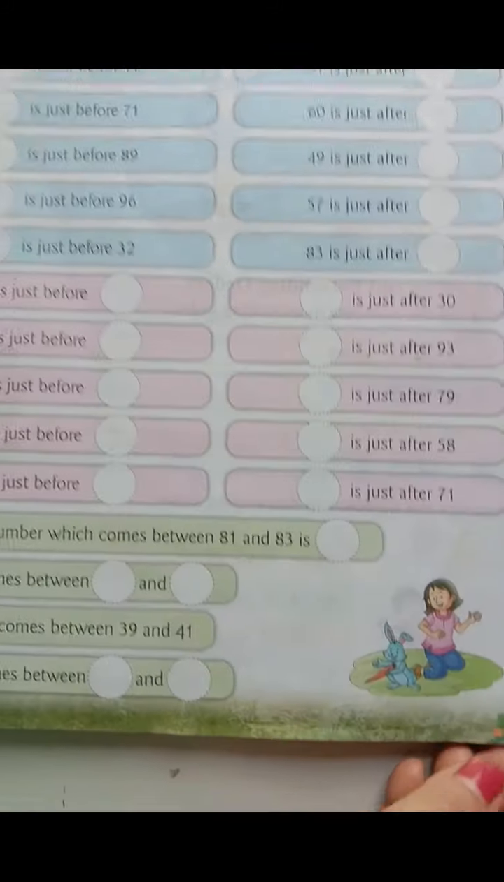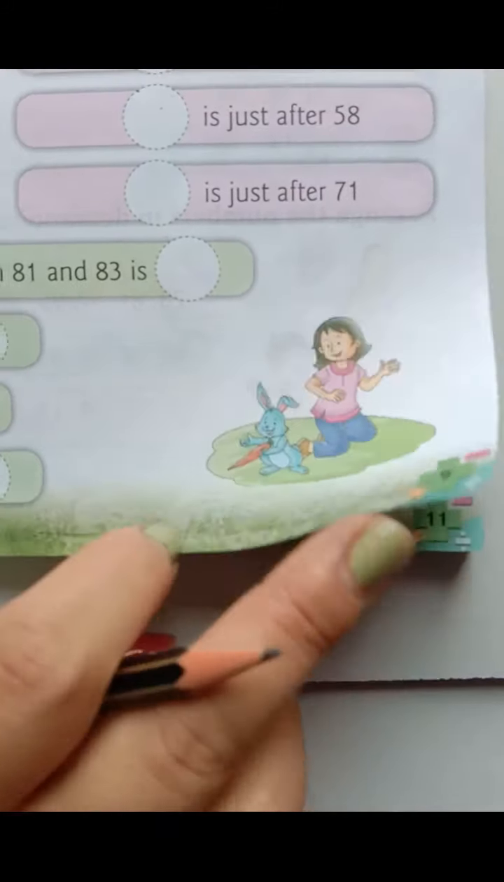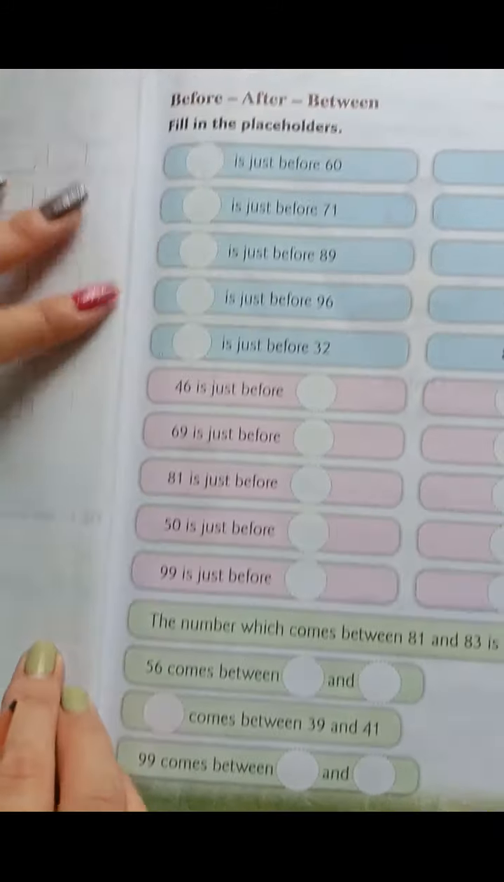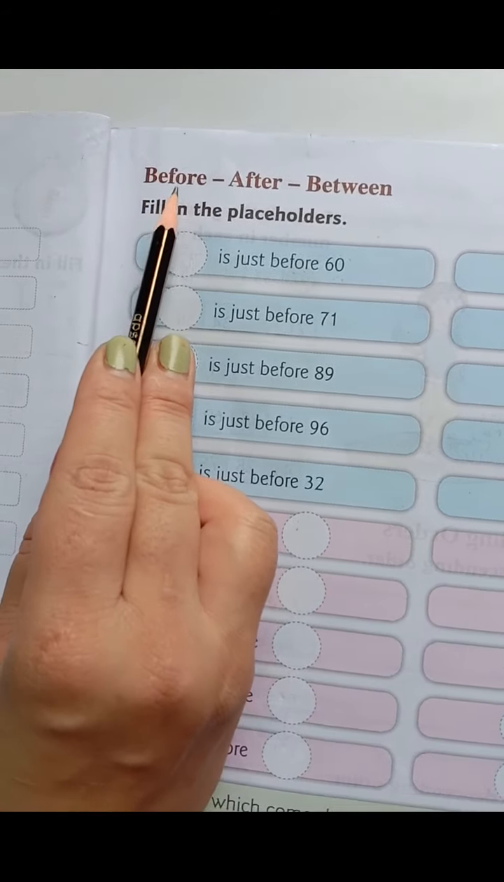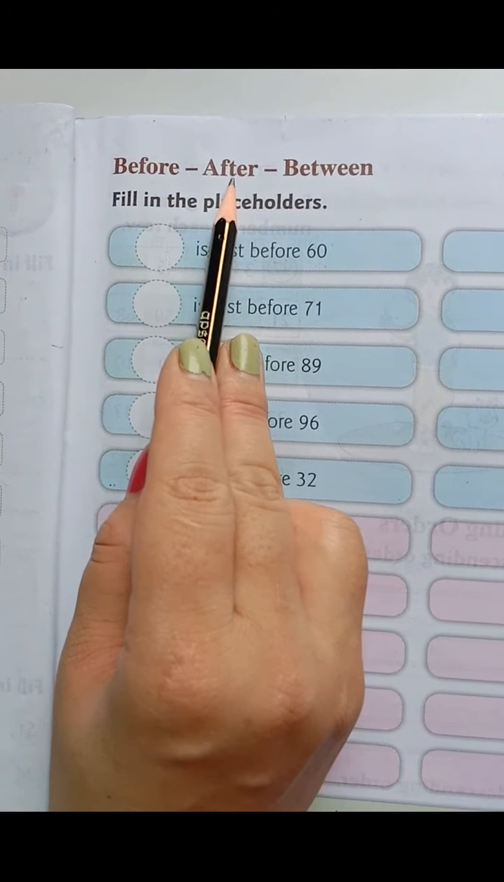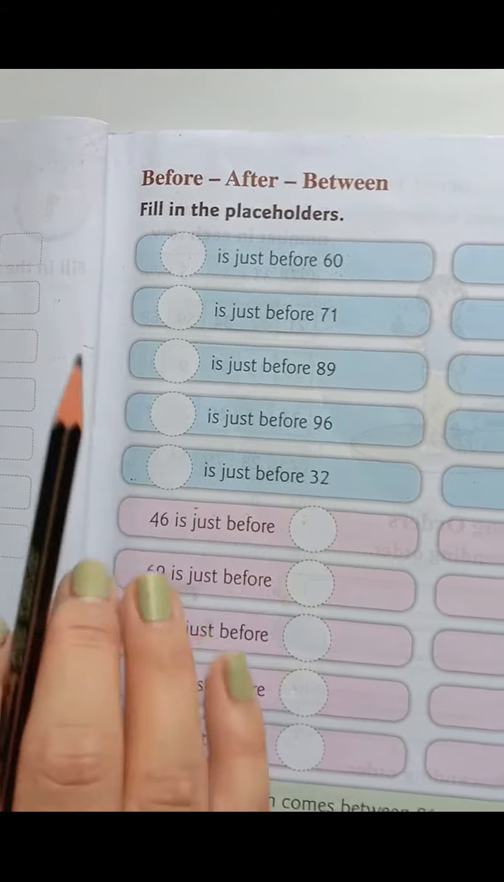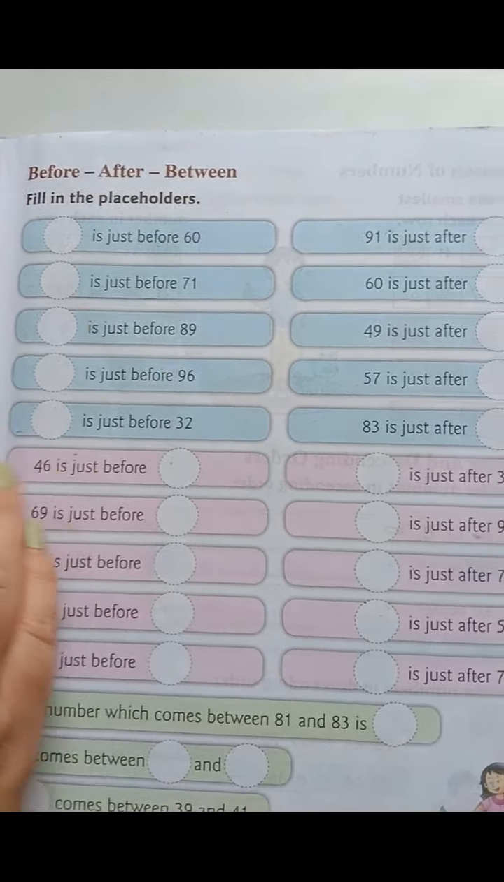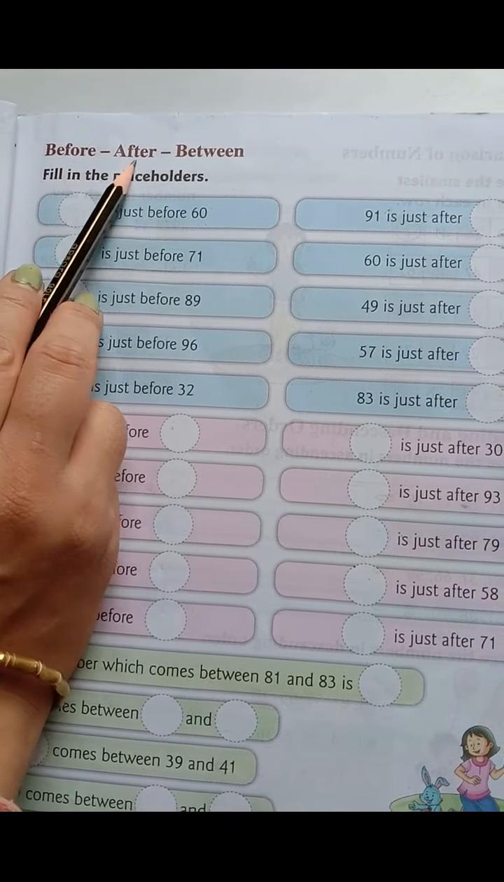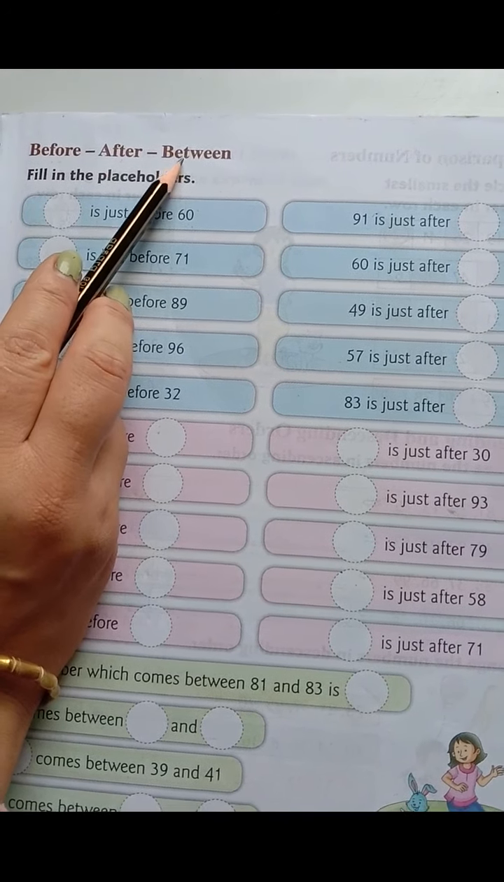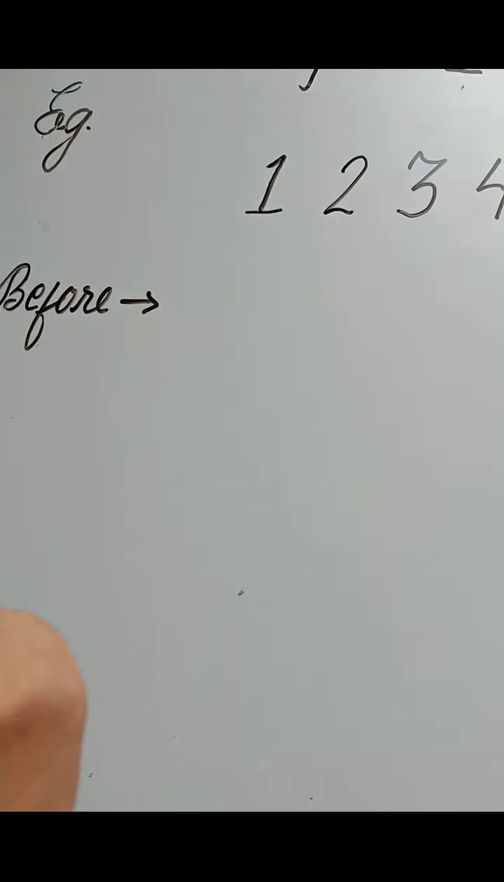Now come to the next page, which is page number 9. Look here: before, after, between. Before we start this exercise, let me tell you what is before, after and between. I'll show you some examples.